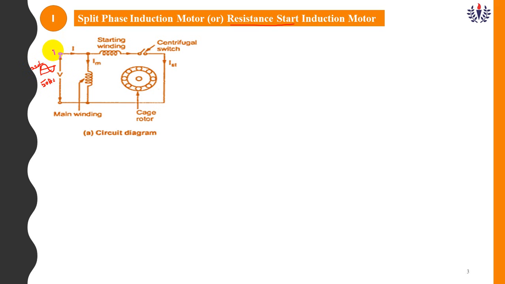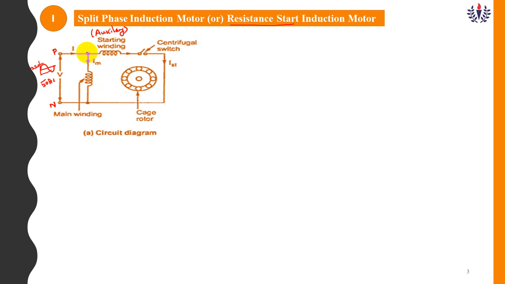This is positive, negative, neutral, negative. When you apply the voltage, the current flows in the winding. There are two windings available in single phase. One is the main winding, another one is called the starting winding. What is another name of starting winding? It is the auxiliary winding, that is the starting winding. So these two windings are connected in parallel.